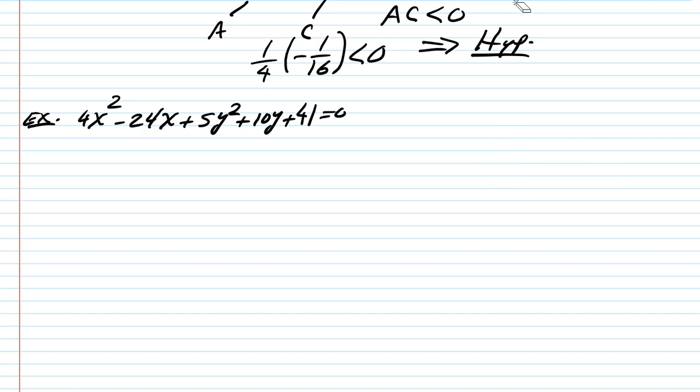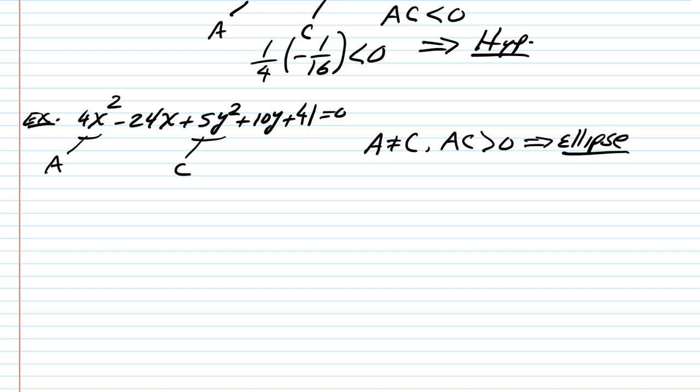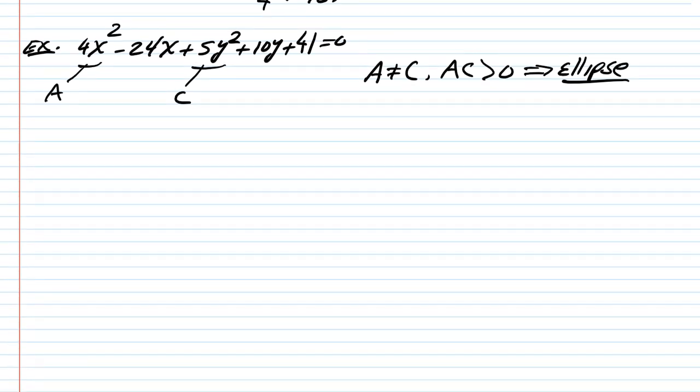So this one, if I just want to identify right now, I'm looking at x squared, y squared. This is a, that's c. Remember, negative 24 is not c. It has to be the coefficient on x squared, y squared. So right now, a is not equal to c, and the product ac is positive. So I'm going to say that this is an ellipse, right? But let's work this one out.